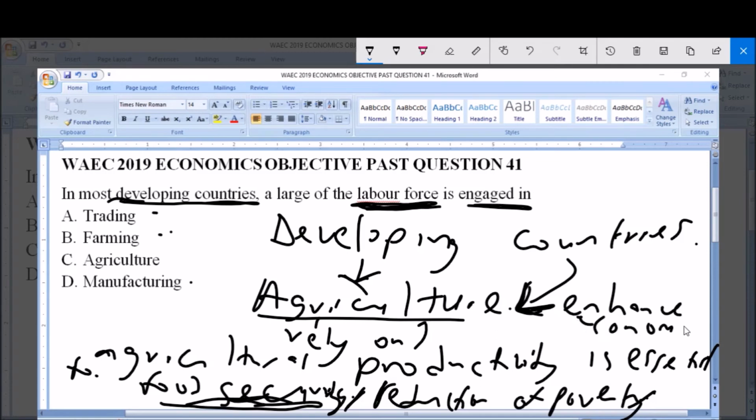So agriculture is the mainstay of the economy of developing countries. Hence, a large percentage of the labor force is engaged in agriculture due to its numerous benefits to the economy of those countries. So the correct answer is C, agriculture.